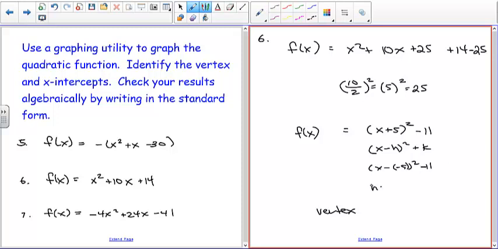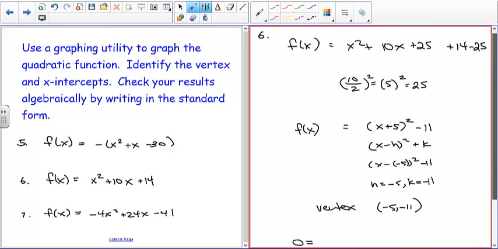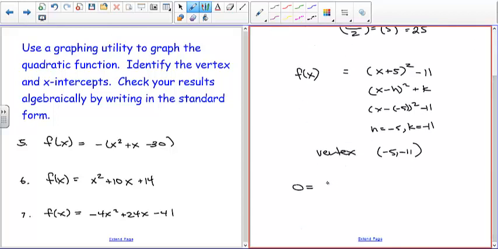So h equals -5, k equals -11. So the vertex is at x equals -5, y equals -11. As far as the x-intercepts, we set the function x squared plus 10x plus 25 equal to 0.